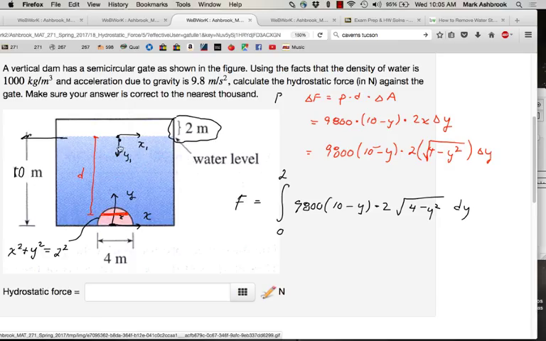Now notice here, I'm making y go down. So these are all positive y's down here. So the equation of the circle would be x1 squared plus (y1 minus 10) squared equals 2 squared, right? The center is at 0, 10. So there's a new equation of our circle for this frame of reference. And finally, the bounds would be from what to what? 8 to 10, right? 8 to 10.